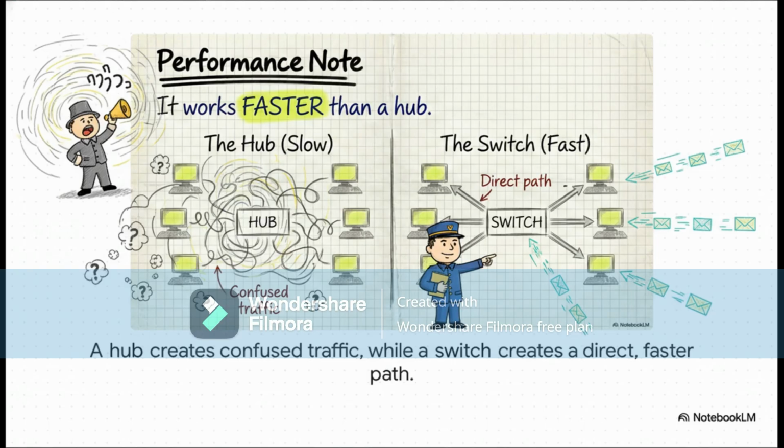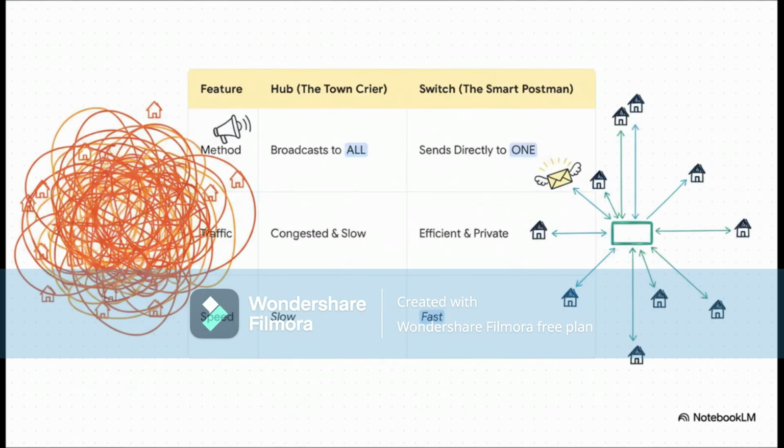It just creates this huge mess of confused traffic and everything grinds to a halt. But on the right, you've got our switch, the smart postman. It creates a nice, clean, direct path for every single letter, making the whole system way, way faster. And this table? This sums it up perfectly for your notes.